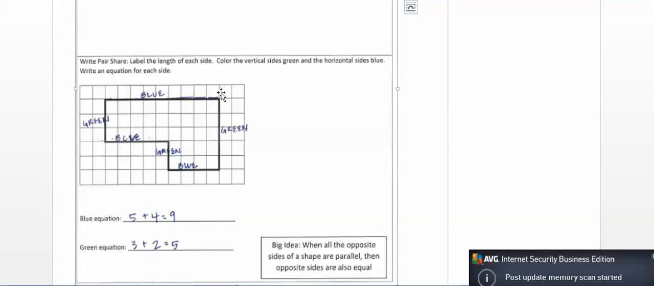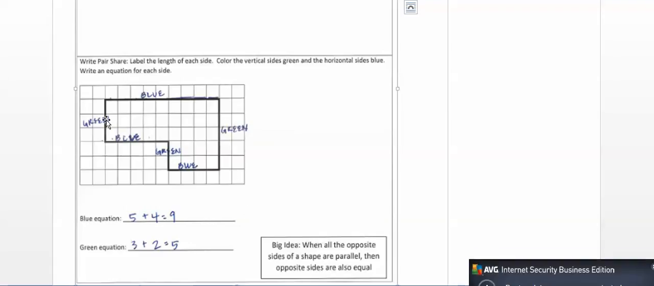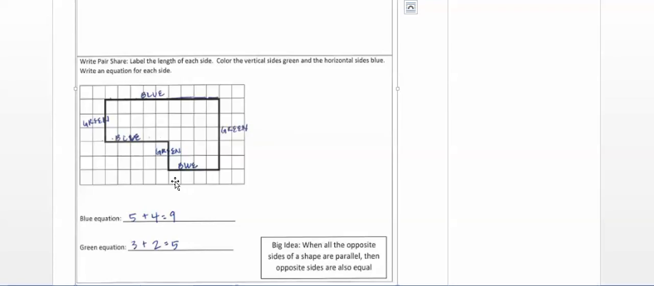So the big idea is that in rectilinear figures, which are figures that are made with combining rectangles, the opposite sides are always equal. So this side and this side are opposite this long one because they're parallel. And so the sum of these two sides is always going to be equal to this side.